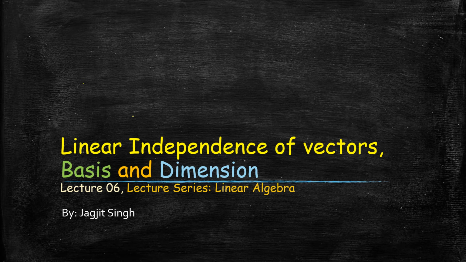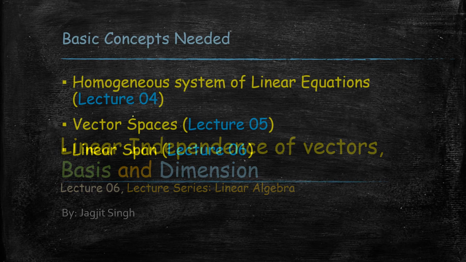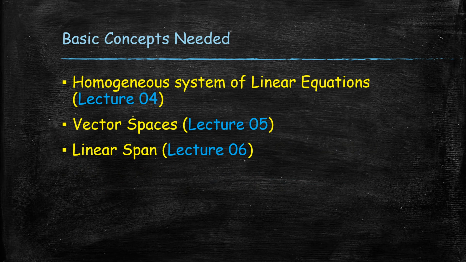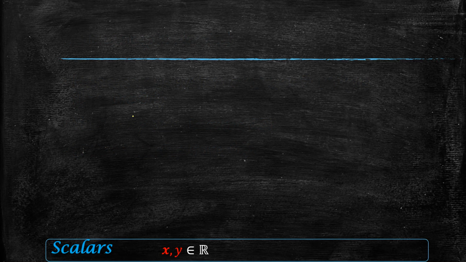Hello everyone. Our today's lecture is linear independence of vectors, basis and dimension. I assume that you all are familiar with the basic concepts that are needed in this lecture. Basic concepts are homogeneous system of linear equations that are given in lecture 4, vector spaces lecture 5 and linear span lecture 6. So let us start with some basic introduction.